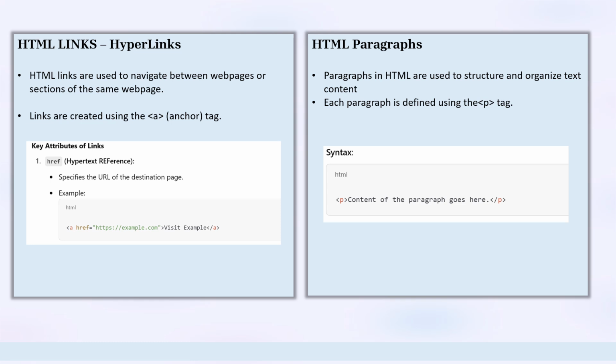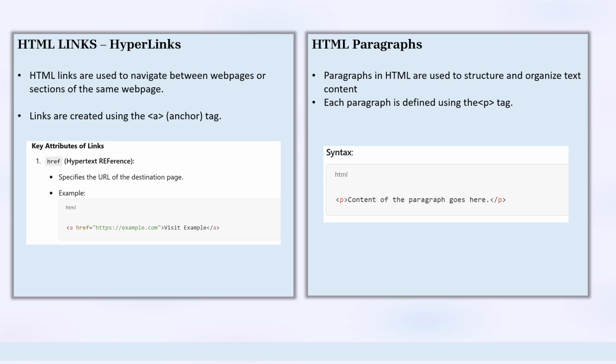So the href is specifying the URL where this anchor tag, or this link, is going to take us. So it is the URL of the destination page. In summary, I think that HTML links are used for navigating the web pages and it is very important for the dynamic structure of our HTML.